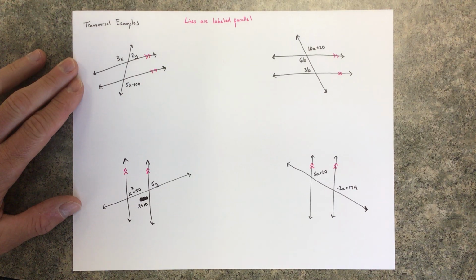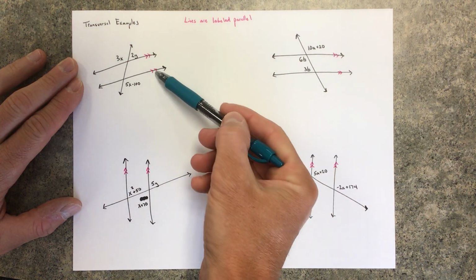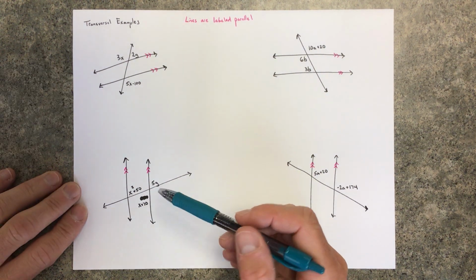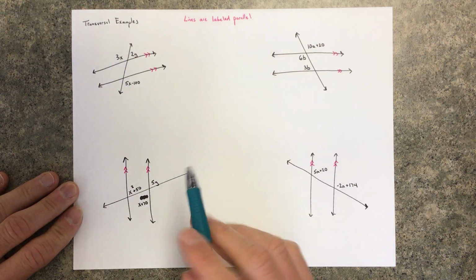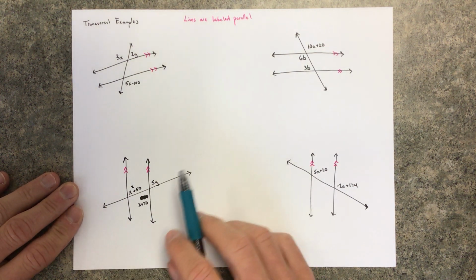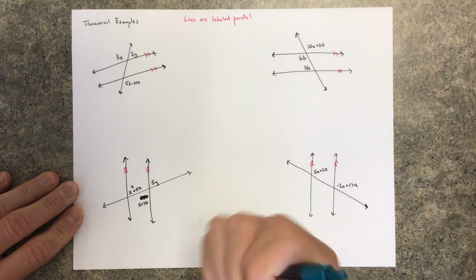Okay, so we learned about transversals, and now let's do some problems. There are four separate problems here, and all the lines are labeled parallel. Like this double arrow here and this double arrow here, that's telling you that this line and this line are parallel. If the lines are parallel, then we have other conclusions. Okay, so let's look at this first one.